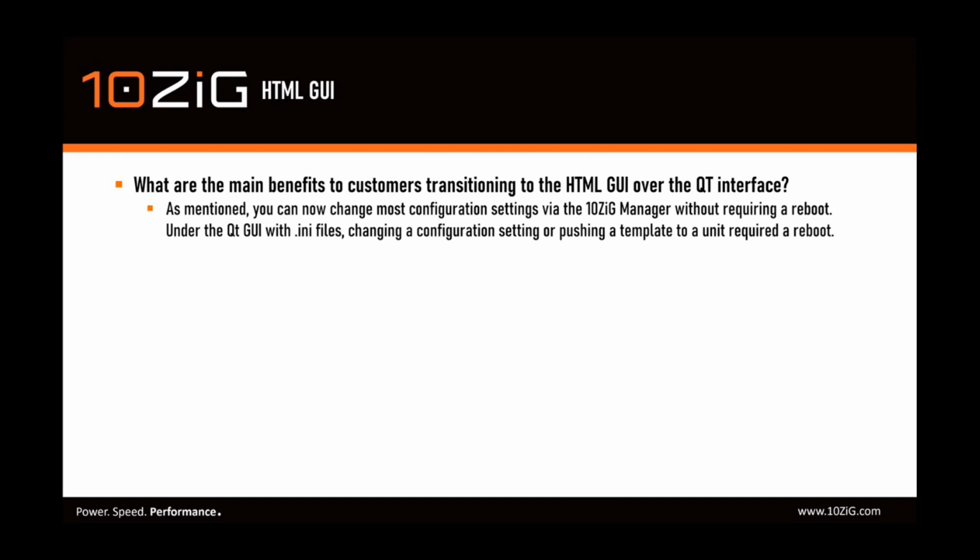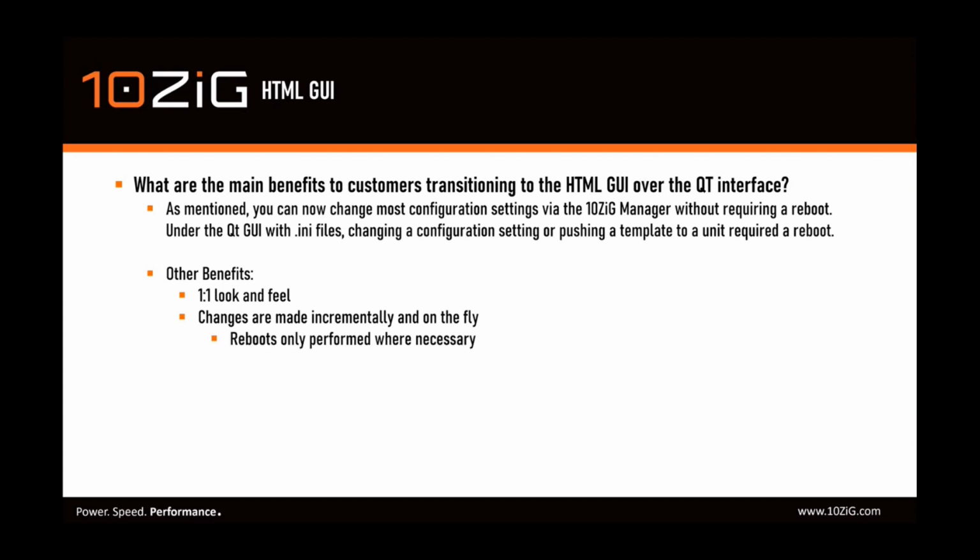Under the Qt GUI, as we mentioned, we used INI files before; you'd change the configuration setting, push the template, and it required the reboot. Then, as I mentioned, one-to-one look: what you see in the GUI locally on the unit looks the same when you go to the HTML web console. So if you're in either, the settings should look the same. You can make changes incrementally on the fly, because no reboot is required. So you can troubleshoot something, try to work it out.